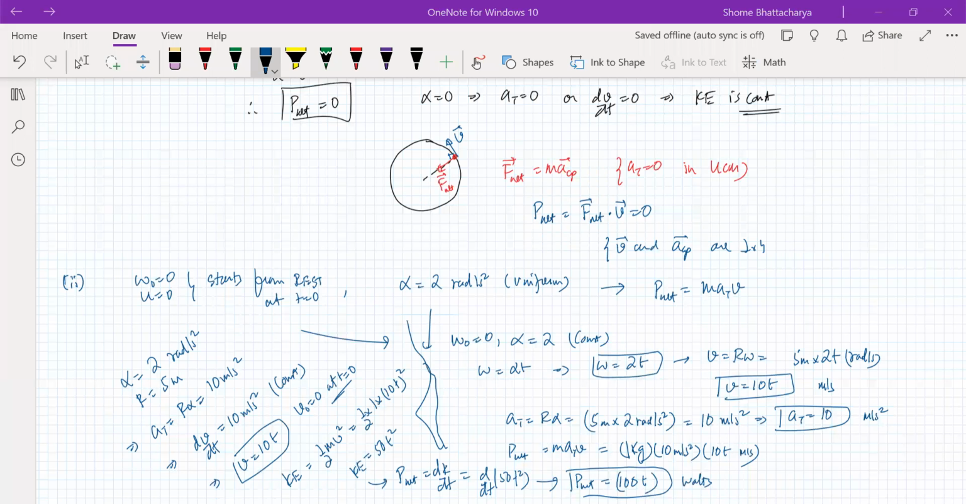Sir, for the P net, won't velocity also be 10t? Sir, in that you've written 1 kg into 10 meter per second square. Oh, that's tangential acceleration, r alpha. So earlier we saw the formula that we got when we take the dot product of net force with velocity. It is mass into tangential acceleration into instantaneous velocity, right? Yes, sir. Okay, got it, sir.